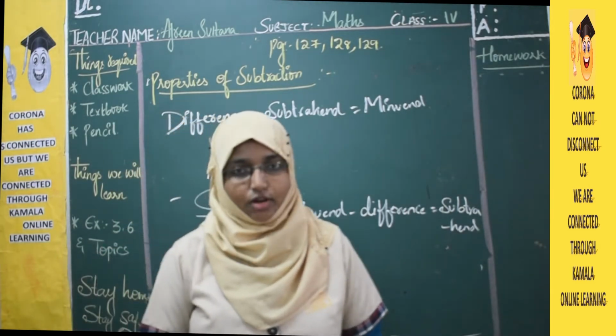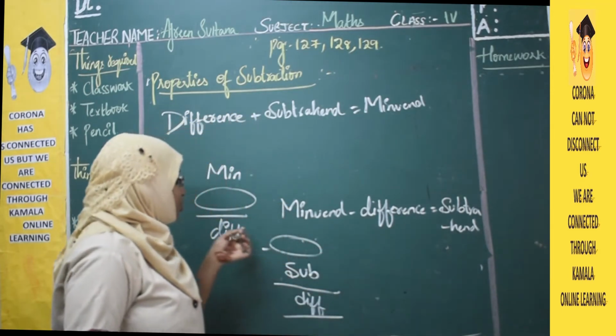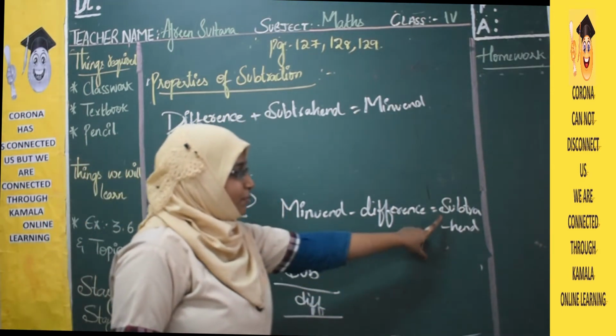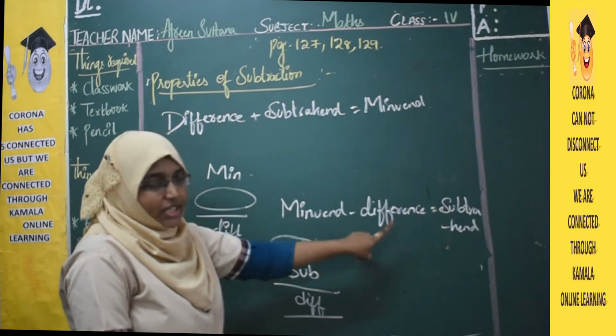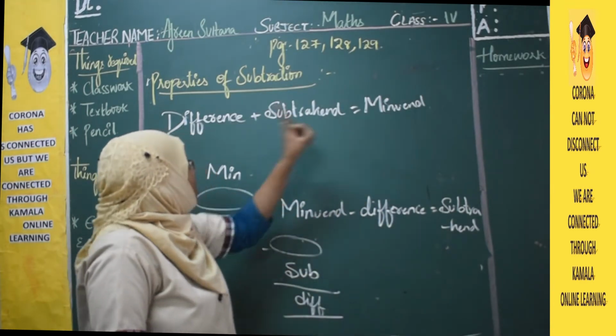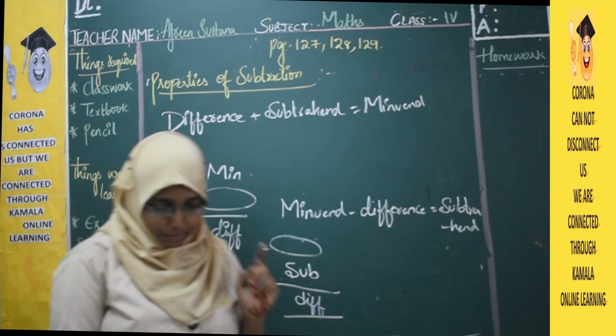Okay, how to verify, check our answer. To find the subtrahend, we should subtract minuend minus difference. To find the minuend, we need to add difference and subtrahend.